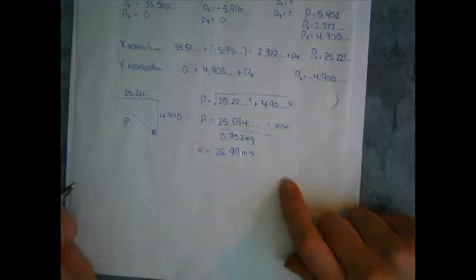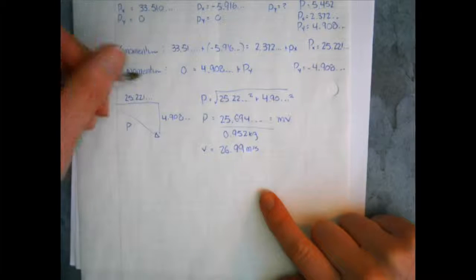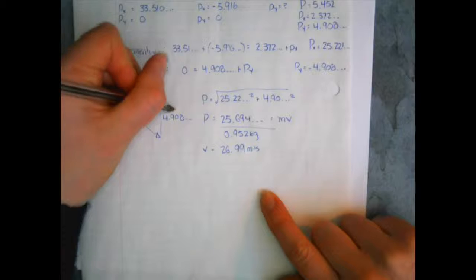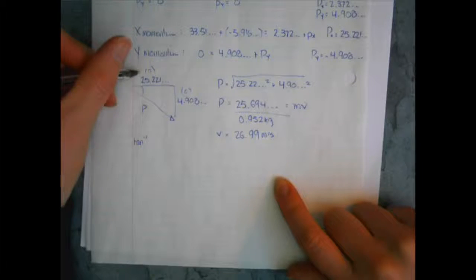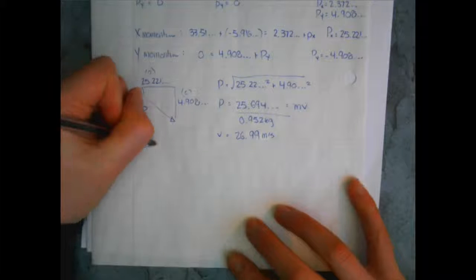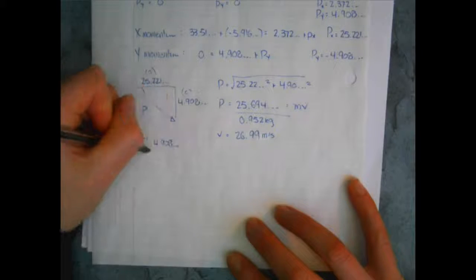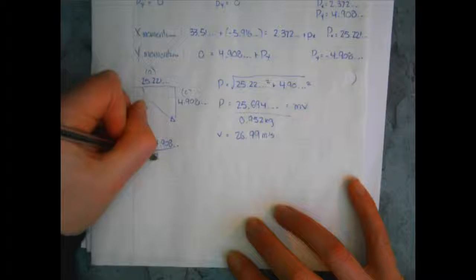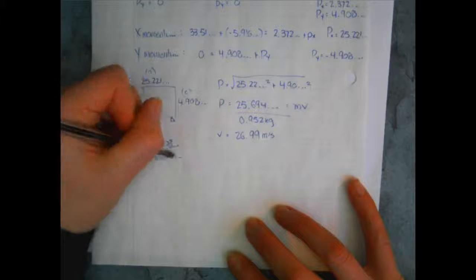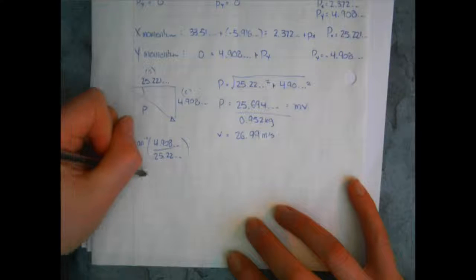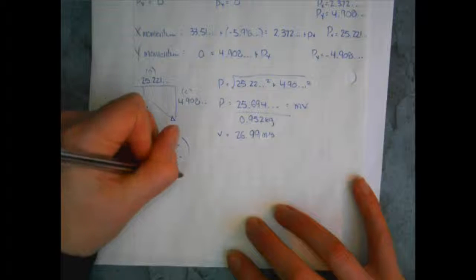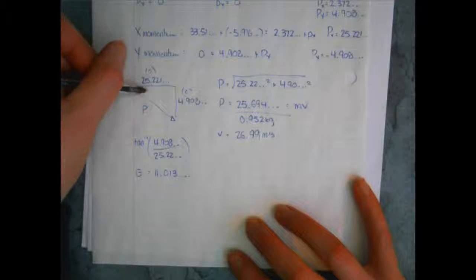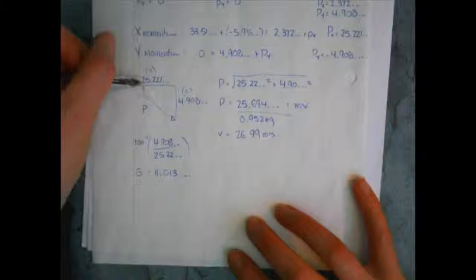Okay, so that's our velocity, and then again, solving for the angle here, we have our opposite side over here, our adjacent side over here. So we're going to be doing tan inverse of, let me just see here, opposite 4.9 divided by adjacent 25.22. And so now we can say that theta is equal to 11.013.